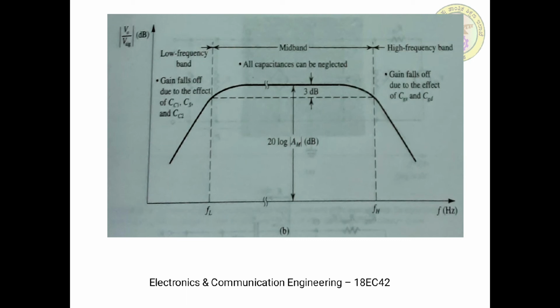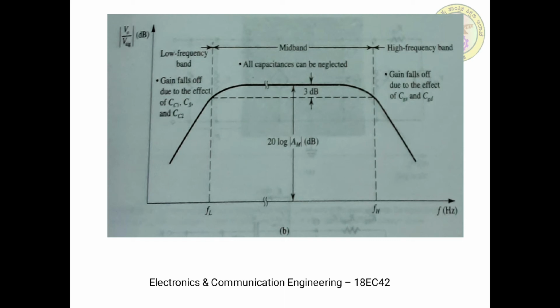Other than this mid band, on either side we see that the gain falls off, at the lower frequency side as well as at the higher frequency side. So gain falls off at signal frequencies below and above the mid frequency band. Let us take the first part, that is the low frequency band. In the low frequency band the gain falls off because of CC1, CC2 and CS, that is, because of the coupling capacitors as well as the bypass capacitor.